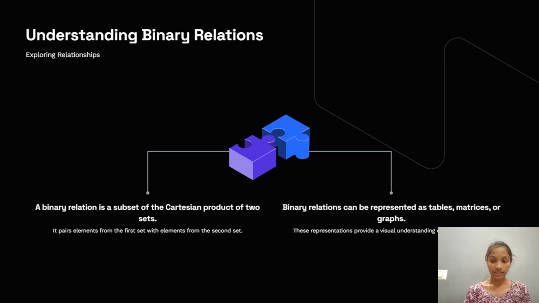Did you understand what a Cartesian product is? It is nothing but all the values in the first table or first entity and all the values in the second entity, both values are included. That is called Cartesian product. Okay, next, a binary relation can be represented as tables, matrices or graphs.